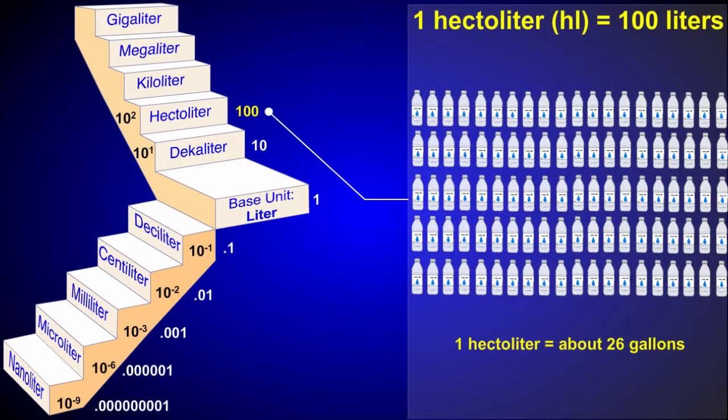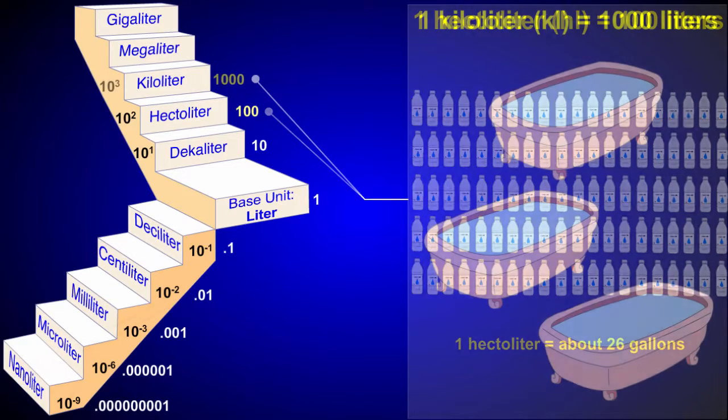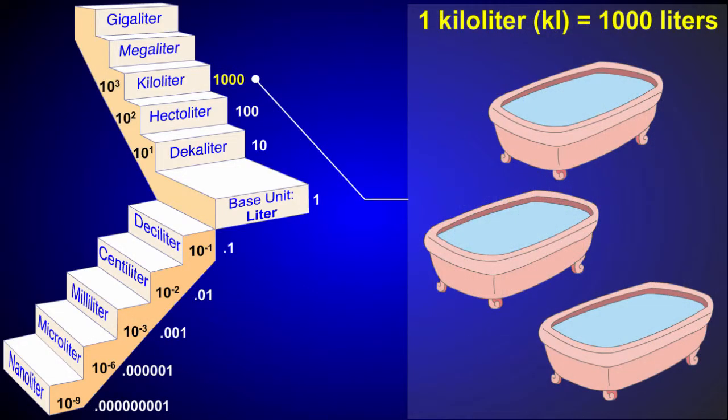Hectoliters are 100 times larger than liters. A hectoliter is equal to 100 bottles of water, or about 26 gallons. Kiloliters are 1,000 times larger than liters. A kiloliter is equal to about 3 bathtubs full of water.